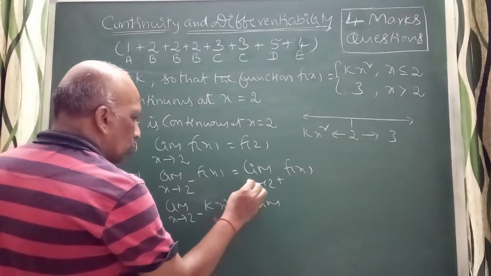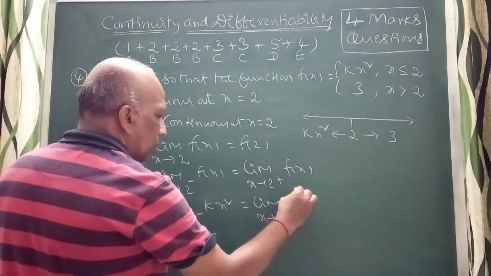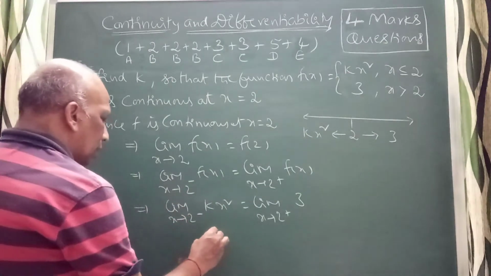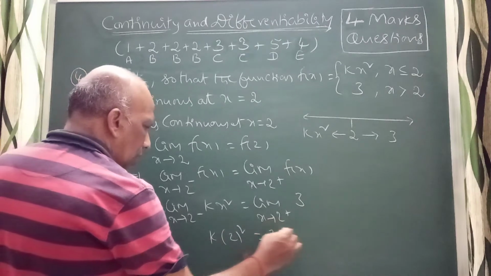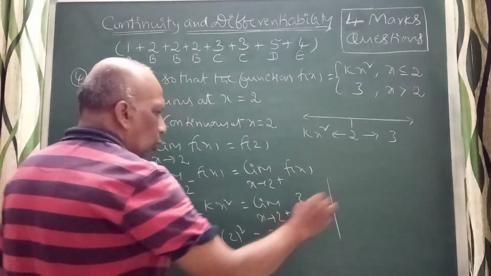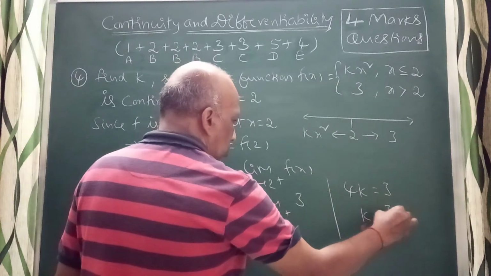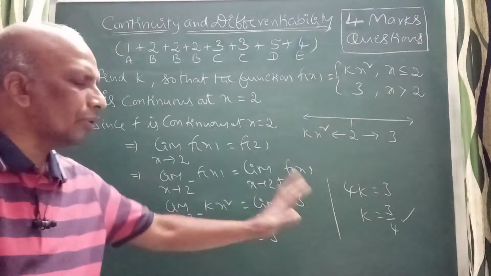Limit x tends to 2 plus 3. Right? Now you can check. Apply the limit: k into 2 square, this is 3, right? So you will get 4k is equal to 3, k is equal to 3 by 4. That's it. That is the required one.